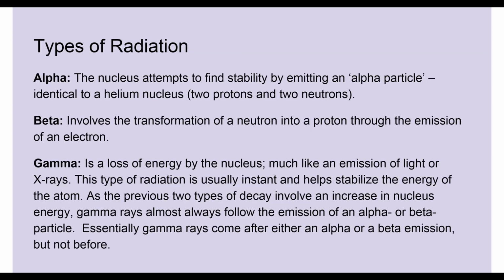All right, so I'm going to throw a huge wall of information at you here, and we'll talk about it. There are three main types of radiation: alpha, beta, and gamma.